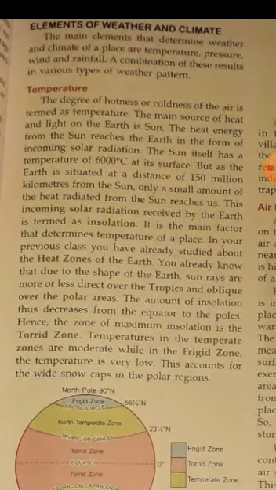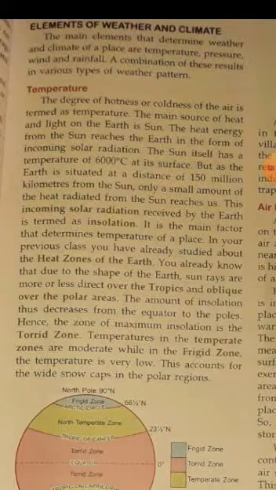The degree of hotness and coldness of the air is termed as temperature. The main source of heat and light on the earth is the sun. The heat energy from the sun reaches the earth in the form of incoming solar radiation. The sun itself has a temperature of 6000 degrees Celsius at its surface. But as the Earth is situated at a distance of 150 million kilometers from the Sun, only a small amount of the heat radiated from the Sun reaches us.